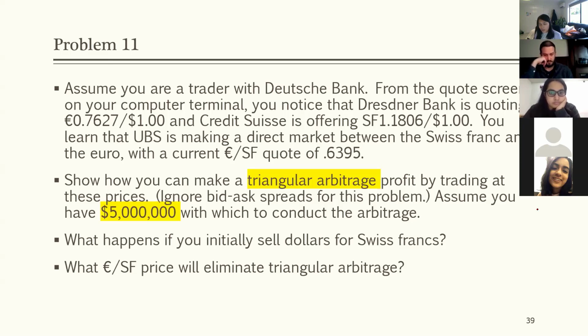Second question, what happens if you initially sell the dollars for the Swiss franc? So essentially this question is saying if you change your strategy around, if you reverse the direction of your strategy, what do you see? And finally, what euro Swiss franc price would eliminate triangular arbitrage?